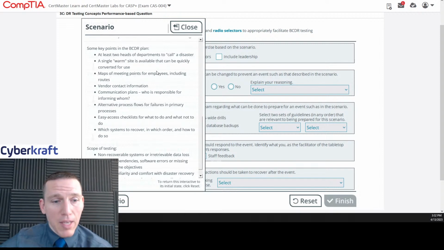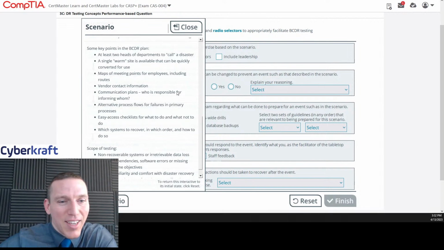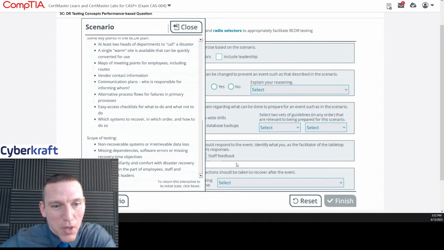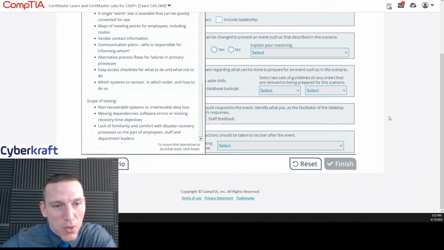I'm going to assume that that means that the plan includes these, even though it doesn't say that. These are incomplete sentences here. Vendor contact information, communication plans, who is responsible for informing whom. Okay, so now we're using incomplete sentences. We're trying to use proper grammar, but we're not writing a whole sentence. Alternative process flows for failures in primary processes. Easy access checklist for what to do and what not to do. Which systems recover in what order and how to do so.